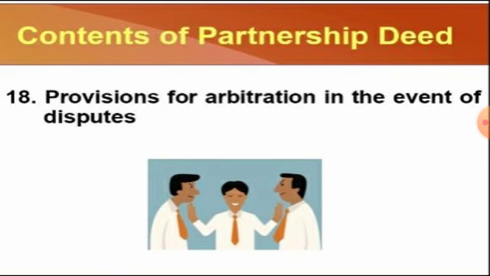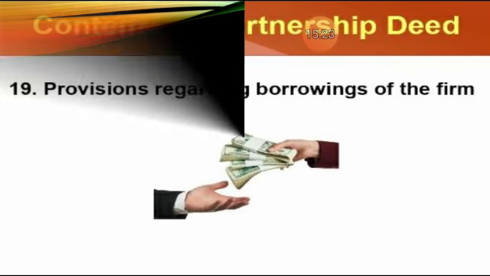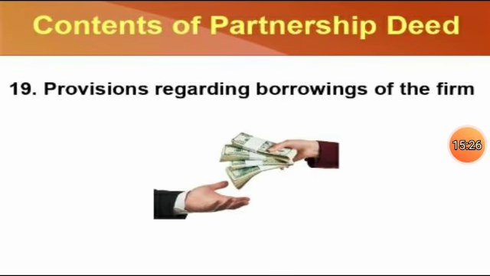The next one is provision for arbitration in the event of disputes. So if there are any disputes among the partners, what arbitration has to be done during the partnership business? This also must be mentioned in the contents of partnership deed. Provisions regarding borrowing of the firm: what are the provisions regarding borrowing of the firm? This is also one of the contents of partnership deed.